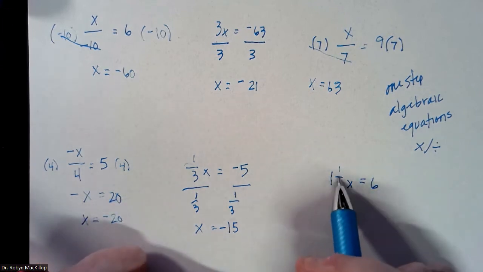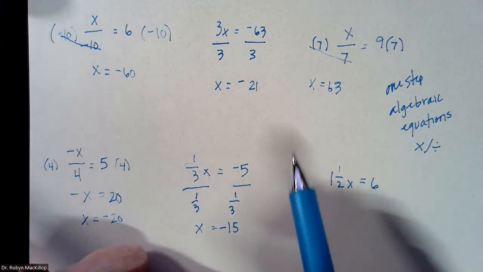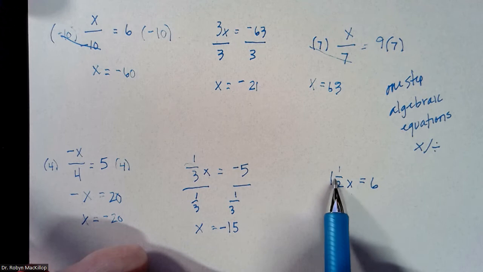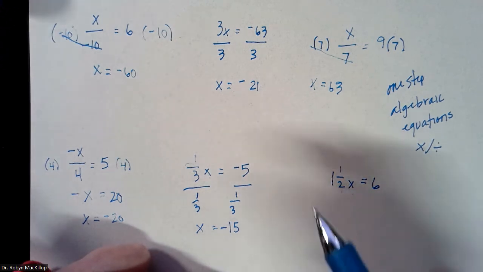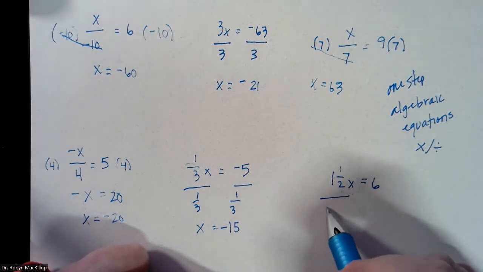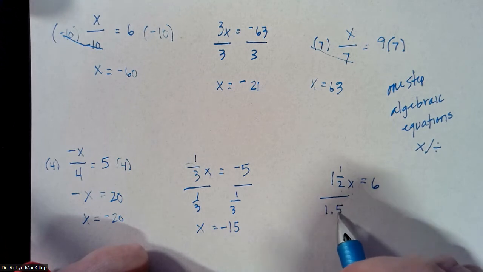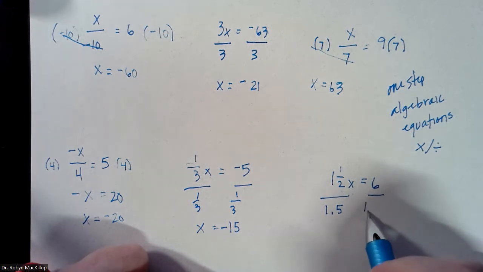So this one is 1.5 times x. So it's not a division problem. It is not an x over 7. It is a 1 1/2 times x equals 6. So again, we're going to divide out the 1 1/2. I'm going to use 1.5. It's easier. It's the exact same number, but it's easier to punch into your calculator. It's easier if you're doing it by hand.